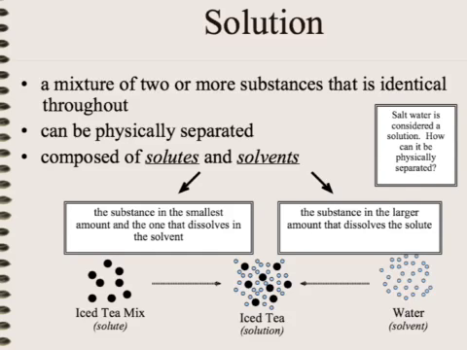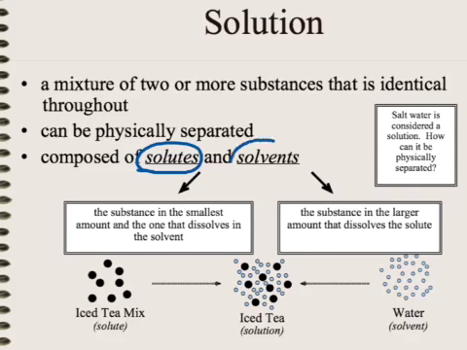And the thing about solutions is that there are terms for the parts of a solution, the things that have been mixed into the solution. We have special terms for those. The first is the solute. It's a very important vocabulary term. The solute is the substance in the smallest amount, and it's the one that dissolves in the solvent. So you're going to put something into something else to mix it. The one you're putting in is the solute.